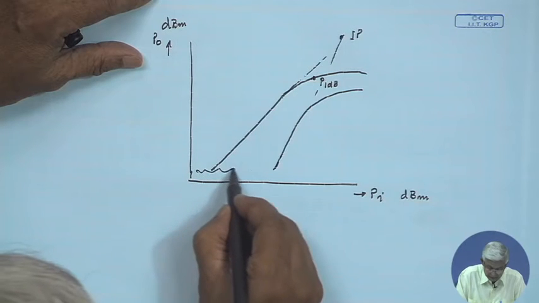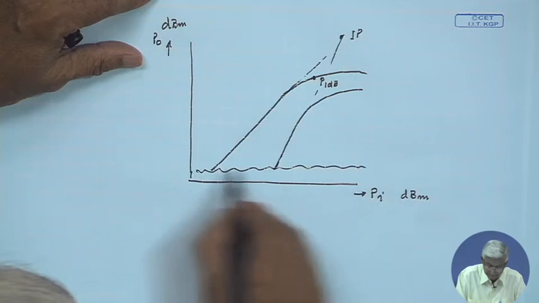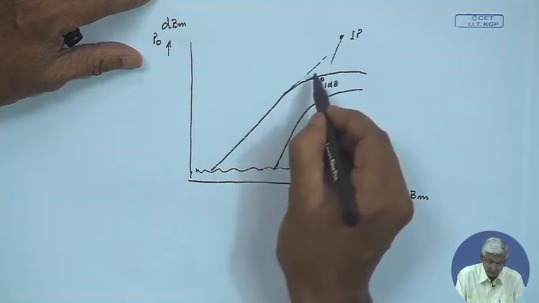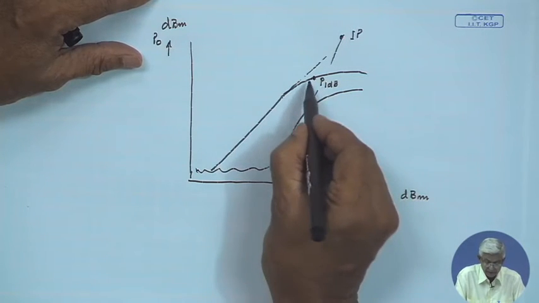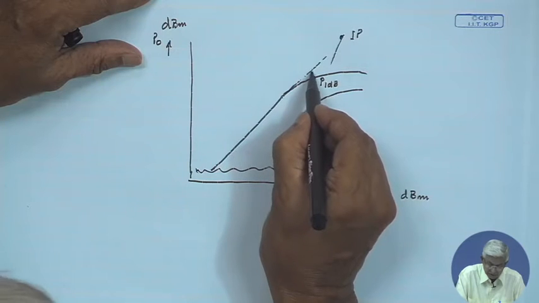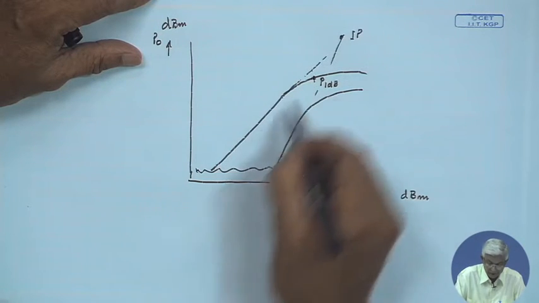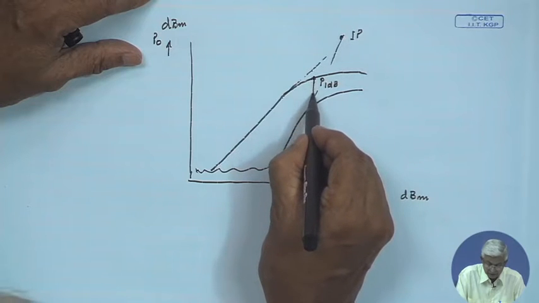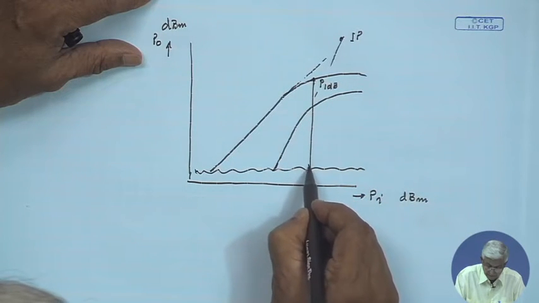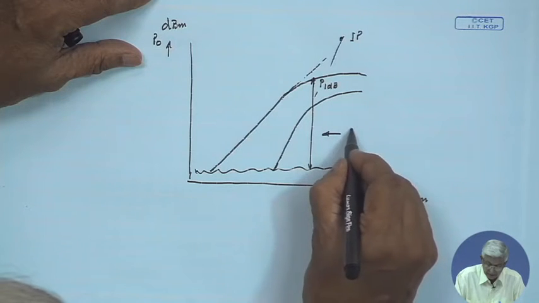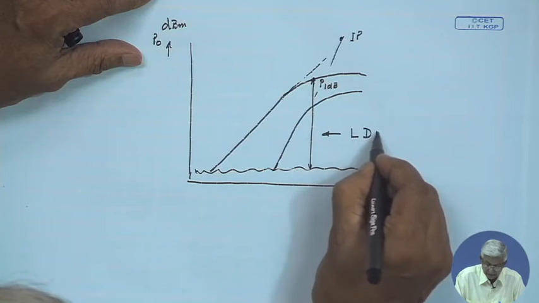Now, there is a noise below this. So, for the actual linear range of operation, we can assume 1 dB is very small compared to the total range on which we can operate. So, in terms of output, this is our linear dynamic range.